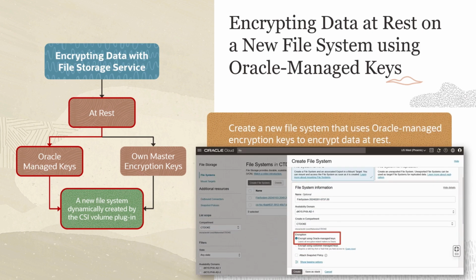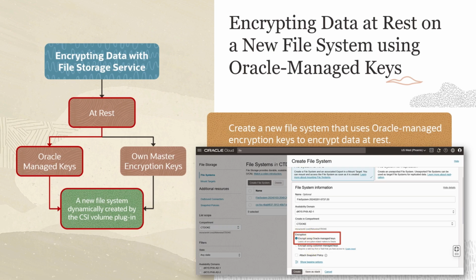To initiate the encryption of data at rest on a new file system, the first step is to create the file system. In this scenario, we are utilizing the robust security of Oracle managed encryption keys. To create a new file system that uses Oracle managed encryption keys to encrypt data at rest, we must go to the OCI file storage service, and under the create file system window, we must select the encrypt using Oracle managed keys option within the encryption setting.